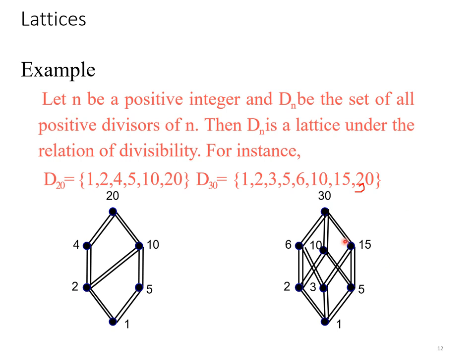Similarly, we can draw the Hasse diagram for D30 also. Now we can say D20 is a lattice.